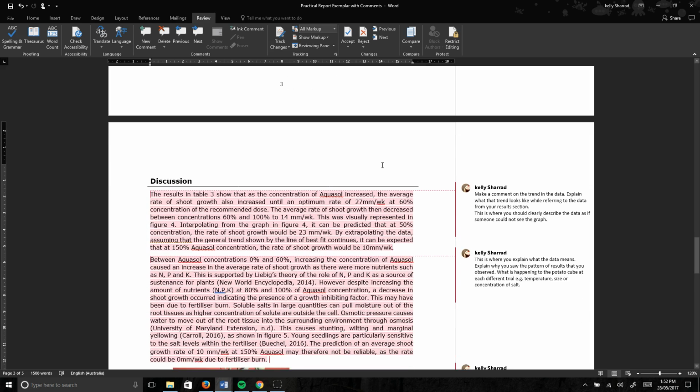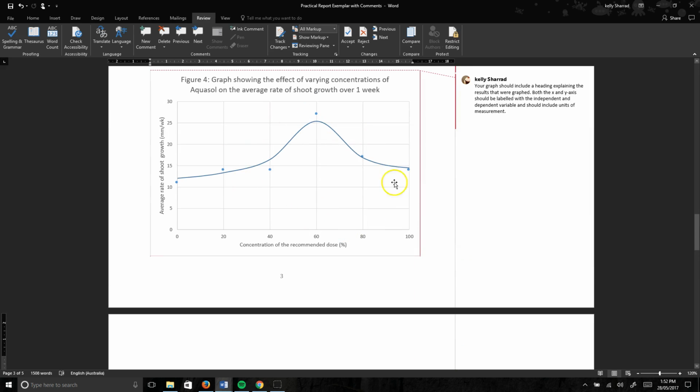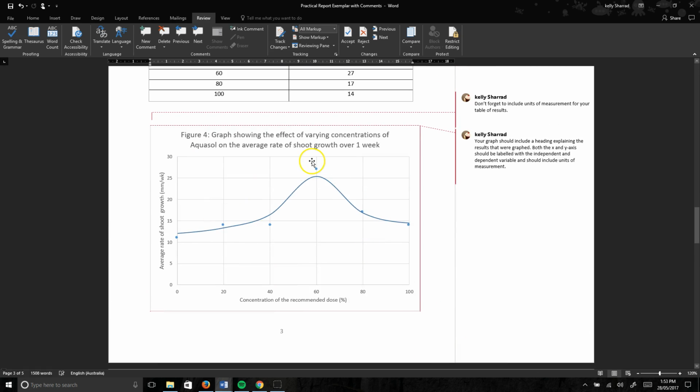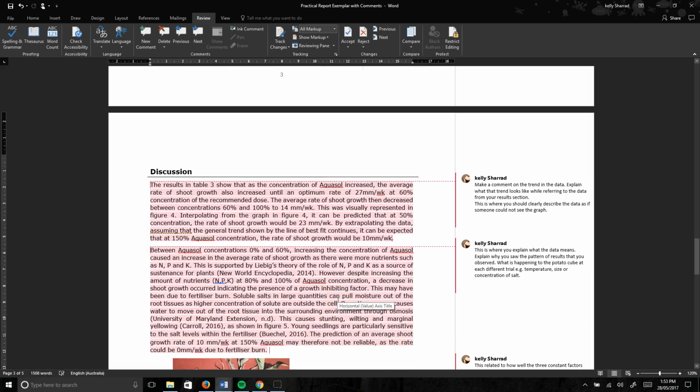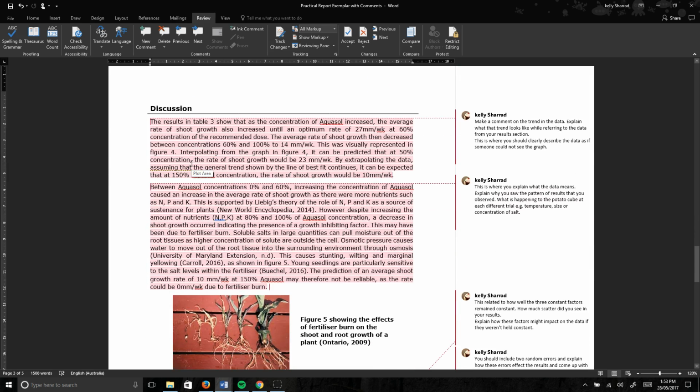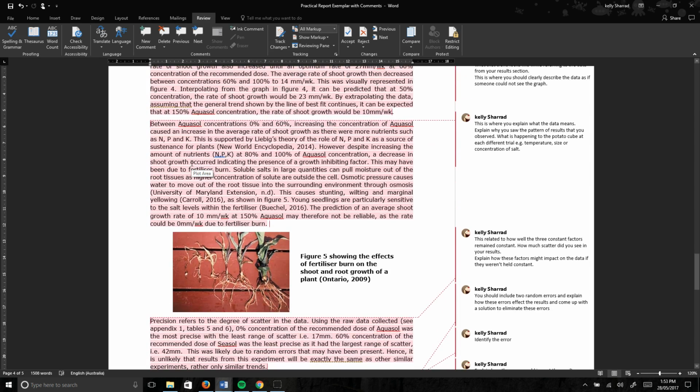So you need to describe very clearly the data represented in this graph as if the graph wasn't there. So I should be able to visualize what this trend in the data on your graph should look like based on your description of the data. So be detailed when explaining. Now, the second part of your discussion is you need to explain what the data means.